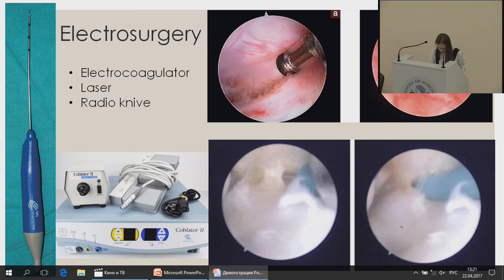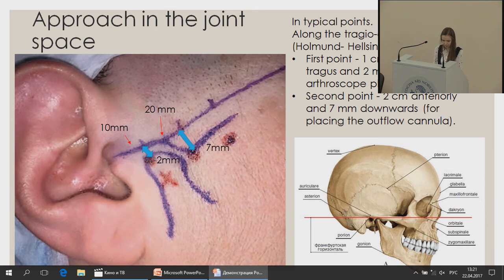Here you can see in the picture the main approaches to the mandibular joint. There are two typical points along the tragus-orbital line. In the first point, which is located 1 centimeter anterior from the tragus, the arthroscope is inserted. And in the second point, the cannula is placed.